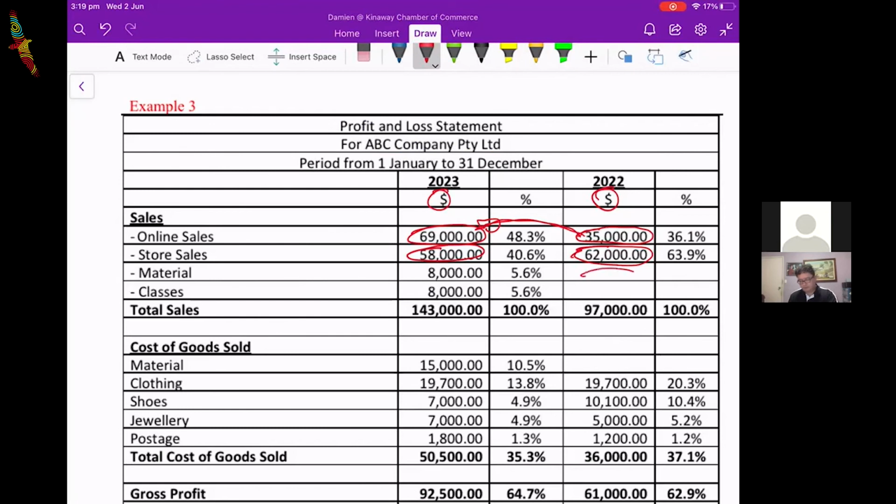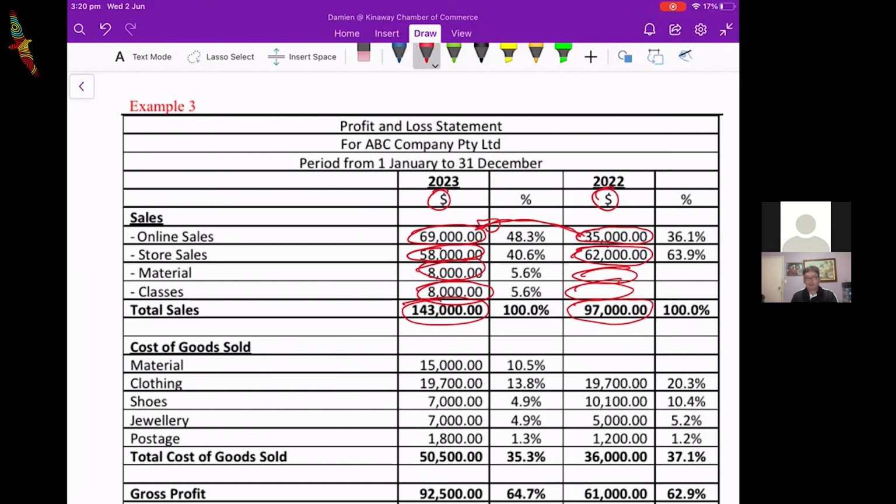We have material. We don't have material sales last year. We also don't have classes, the video online sales, from last year. The materials would be where we would assume she's selling those DIY kits. And so this year, ABC Company has material sales of $8,000 and classes sales of $8,000. What does that mean for total sales? Total sales have gone from $97,000 to $143,000 in 12 months. That is pretty fantastic to be able to do that. ABC Company's gone from $97,000 in sales, and in 12 months increased that to $143,000 worth of sales.